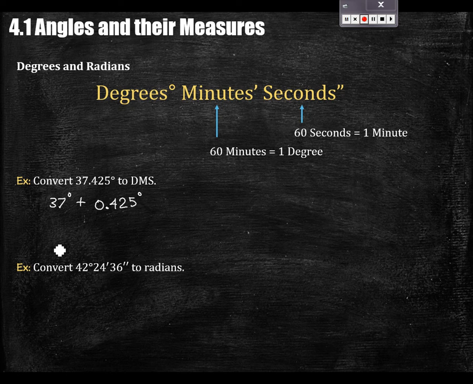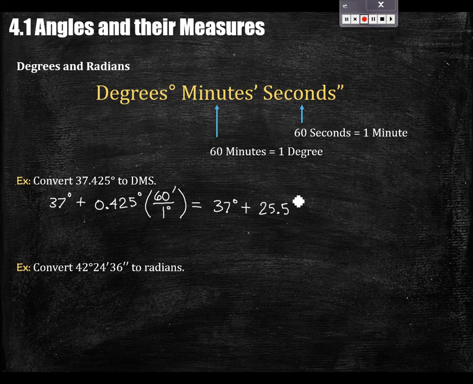I'm done with the 37. How do we convert just the 0.425 degrees to minutes? Think about the unit conversion conversation we've already had today, Matt. Multiply by 60 over 1, and by 60 over 1 we mean 60 minutes over 1 degree. Yeah, absolutely. We still have 37 degrees. So how many minutes is that? Someone tell me what you get there. 25.5. Okay.